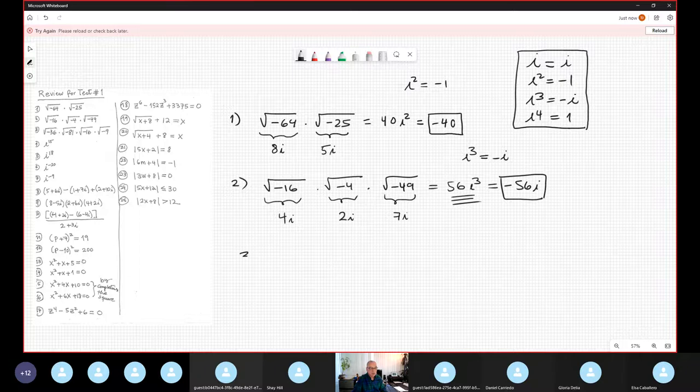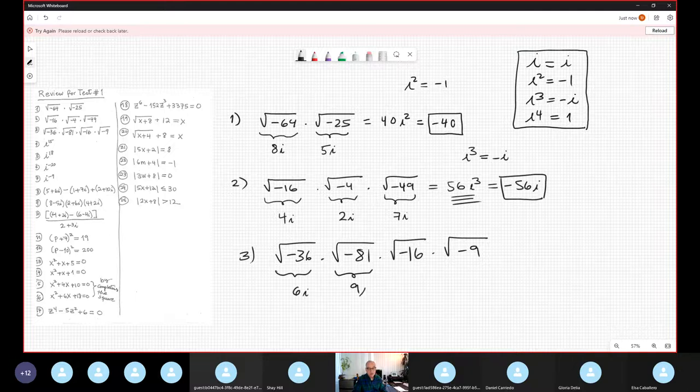Okay, number 3 is similar: square root of negative 36 times square root of negative 81 times square root of negative 16 times square root of negative 9. This is 6i, this is 9i, this is 4i, and this is 3i. Now you multiply, of course using the calculator. 6 times 9 gets 54, times 4 times 3. The answer is 648. How many i's do you have in total? 4, no? But I know i to the 4th is 1, a real invisible number, and this is the answer. Super.